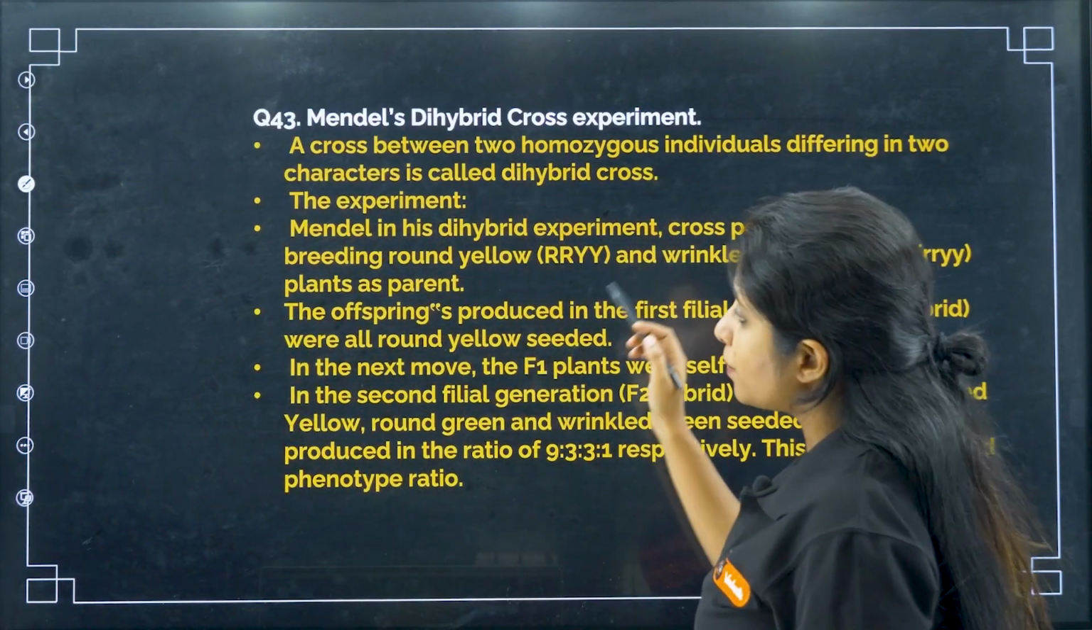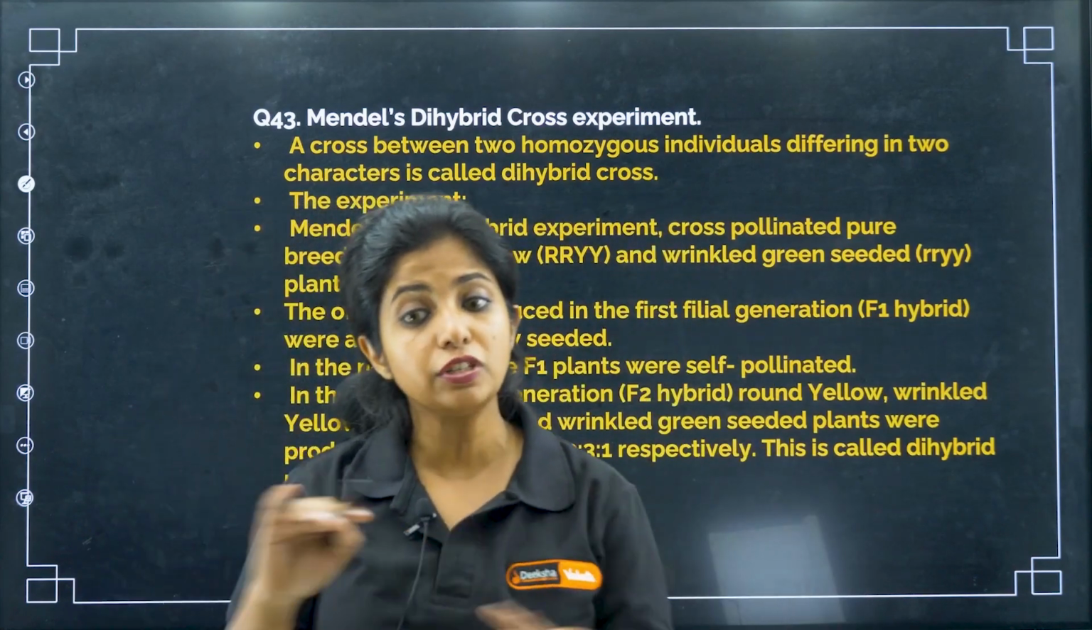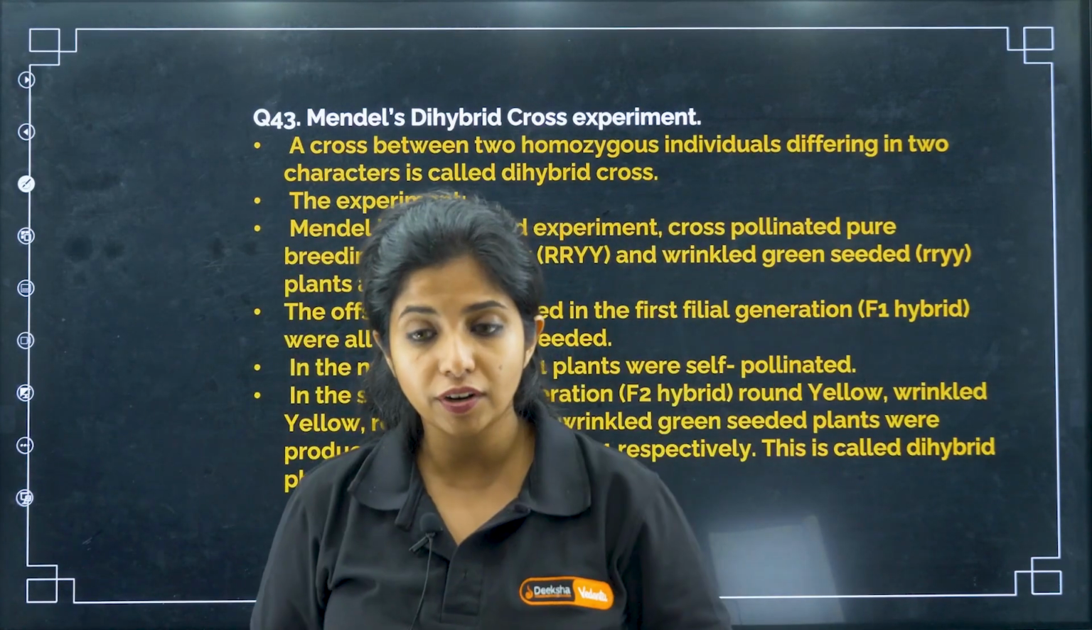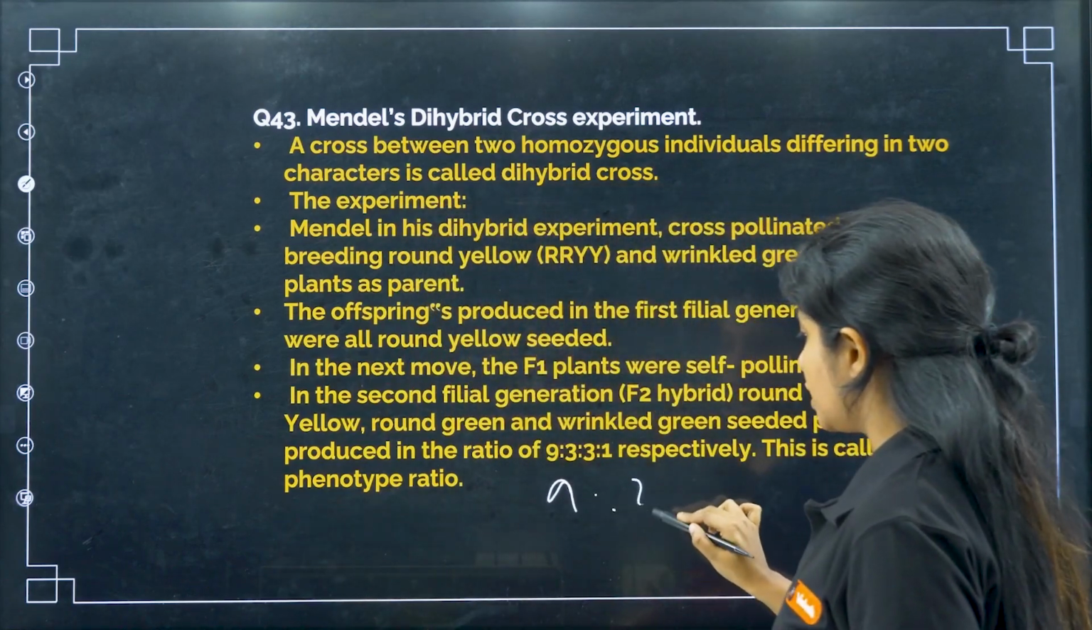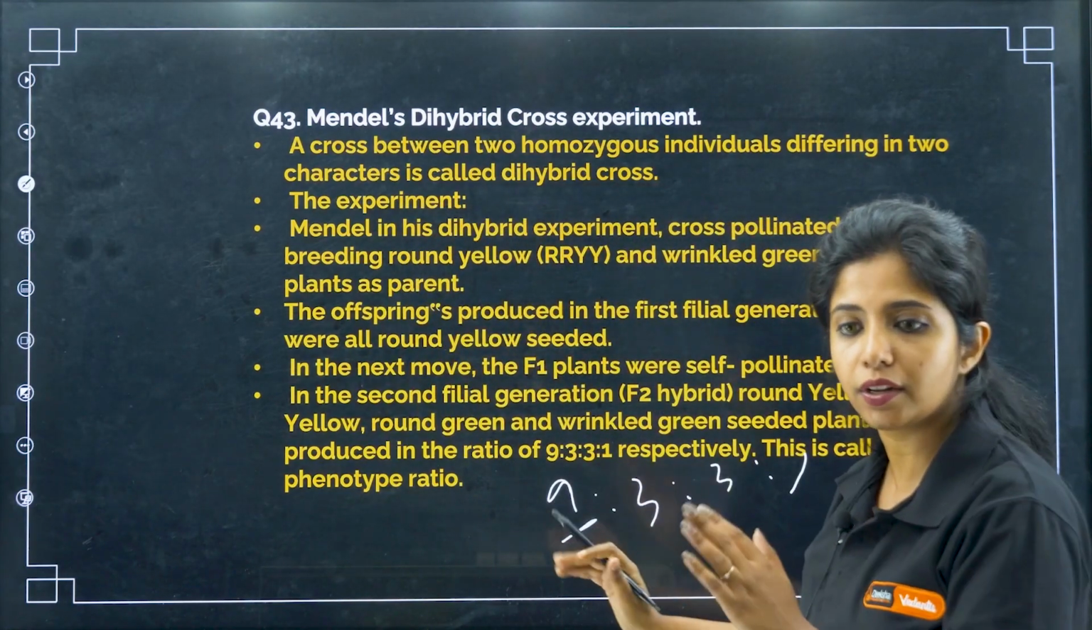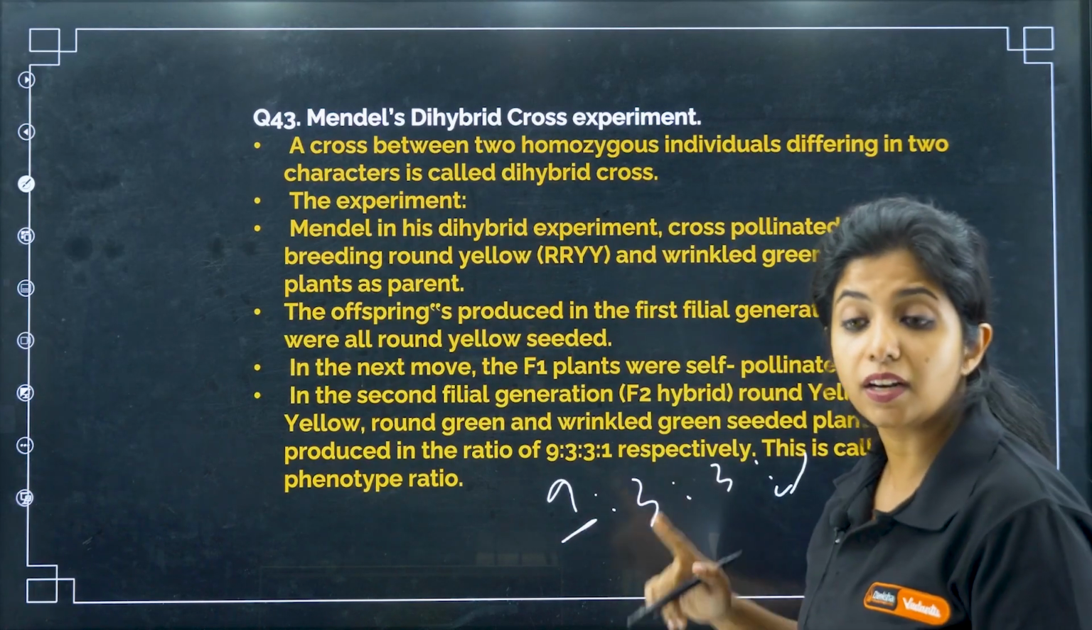Now Mendel's dihybrid cross, again start with F1 generation. F1 generation, all of them will be showing the parental trait that is round and yellow. In F2 generation there will be a ratio that is 9:3:3:1, where 9 is the dominant parent type, that is round and yellow. 1 is the recessive parent type, that is wrinkled and green.